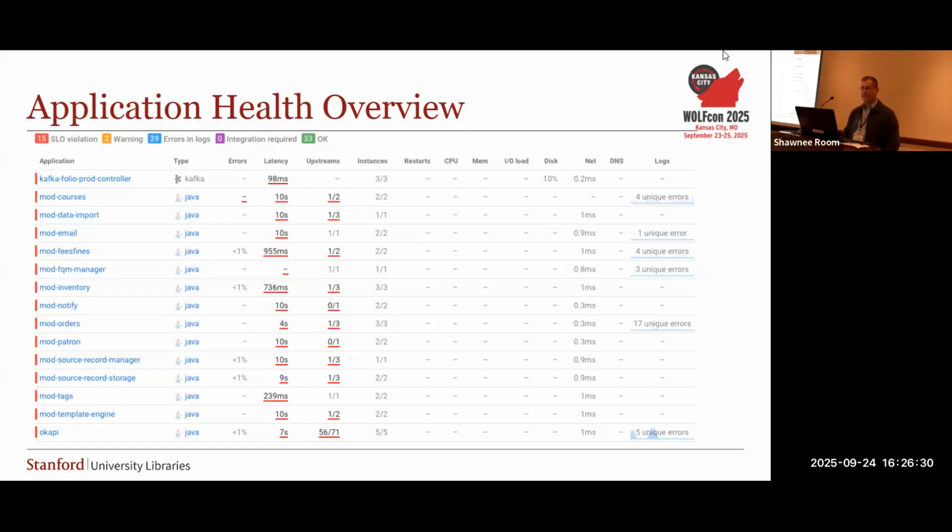You can see a lot of pods are red. They have a lot of latency. A lot of their upstream dependencies are not running, or at least not fully running. And then there are errors in the logs, and you can see on the right-hand side how many unique errors are in the logs. So this gives you the application overview.